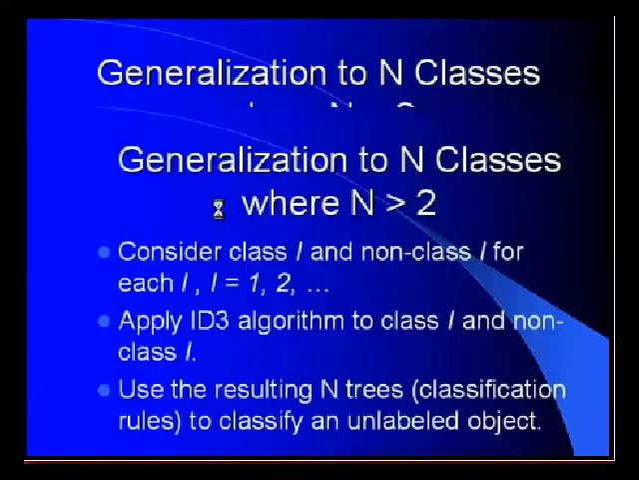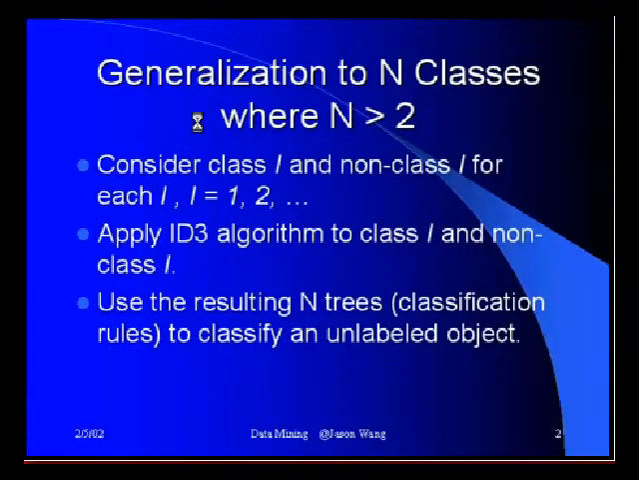And then you can use these classification rules to classify a newly given unlabeled data object. By saying an object which is unlabeled, we mean that we don't know which class that object should belong to. So we want to use the classification rules to classify that object, to assign that object to an existing class. That's basically the idea for generalization to multiple classes for classification.